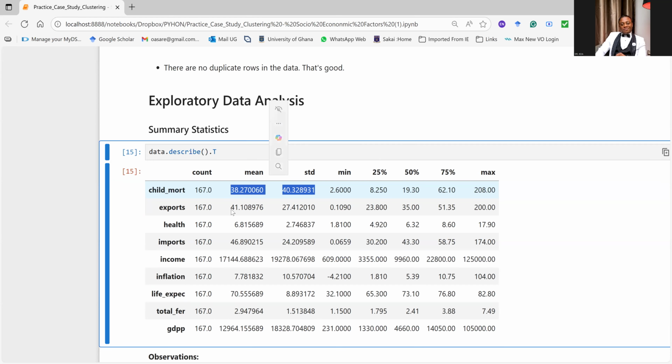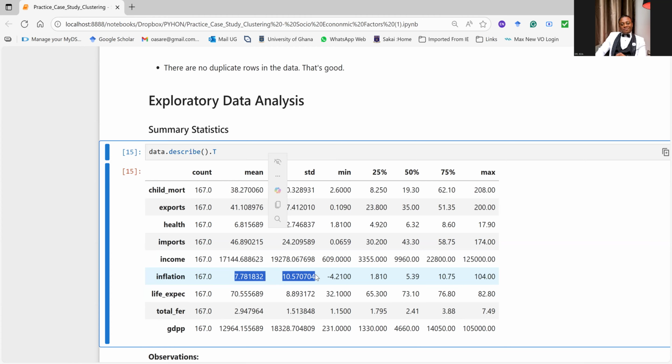It's not the same for export. No, for export, the standard deviation is less than the mean. But for some of the variables, the standard deviation is more than the mean. In fact, for inflation like this, the standard deviation is more than the mean. What does that mean? What is the implication of that? Who can tell us? What is the implication of the standard deviation being more than the mean?